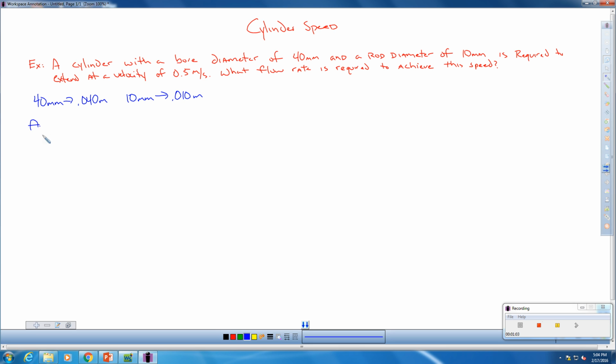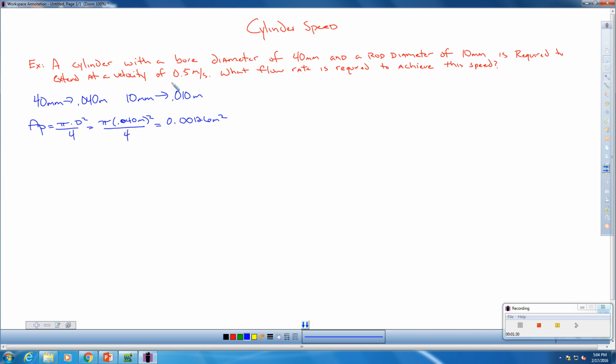Remember, the area of the piston is going to be pi times diameter squared divided by 4. We're going to use our diameter that we've placed into meters. So this is pi times the diameter of the bore, 0.040 meters squared, divided by 4. That works out to be 0.00126 meters squared.